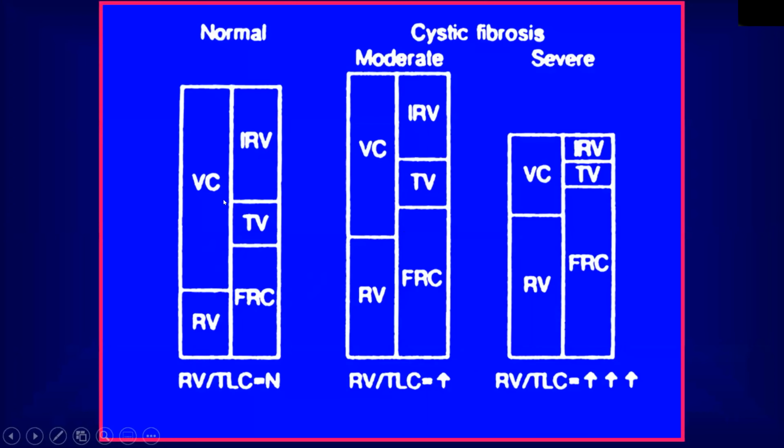Pulmonary function testing under normal conditions is the diagram on the left. In the middle, with moderate CF, there is air trapping, small airway obstruction with increased residual volume, and the ratio of residual volume to total lung capacity would be higher. Later on, there is restrictive lung disease in addition to air trapping or small airway obstruction. So there is a marked increase of the residual volume compared to total lung capacity.